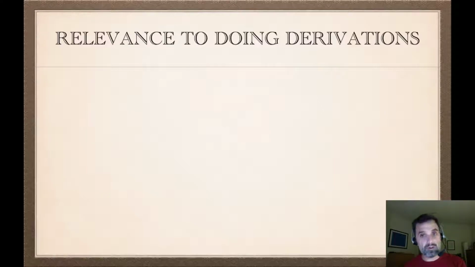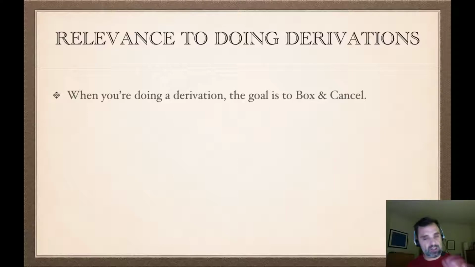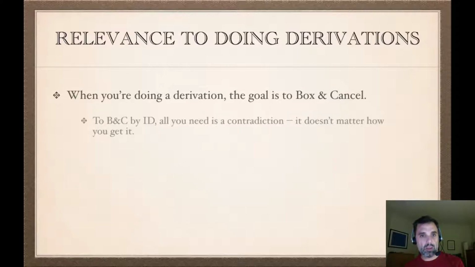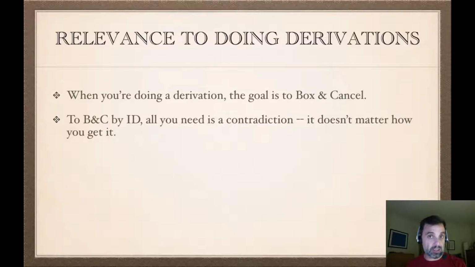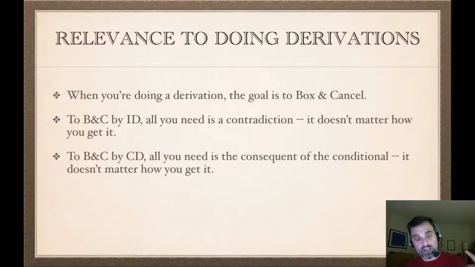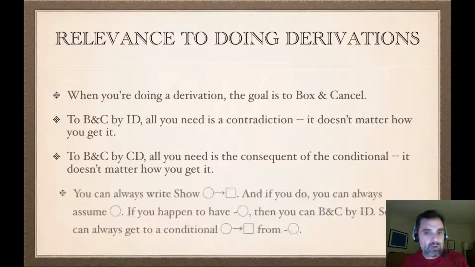This is relevant to doing derivations. When you're doing a derivation, the goal is to box and cancel. And to box and cancel by ID, as we saw previously, all you need is a contradiction. It doesn't matter where it came from. It doesn't have to have come from assuming that the conclusion is false. And similarly, to box and cancel by CD, all you need is the consequent of the conditional. It doesn't matter how you get it. So you don't have to show that the antecedent connects to the consequent, because that's not required for our conditional to be true.